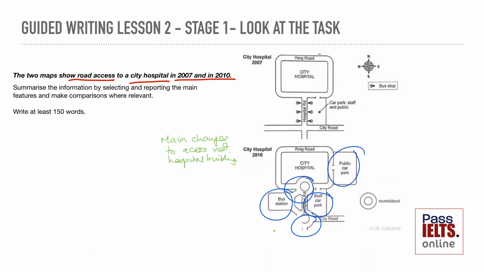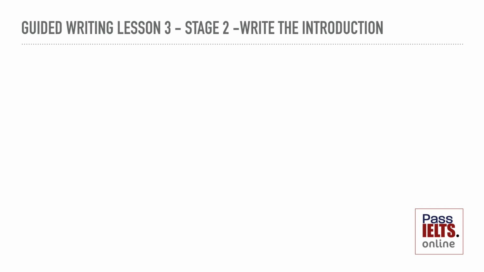So you have to decide sort of on the day whether you include every single detail or not. But in this case, we're going to include the main features and most of the changes that have taken place. So they are the access, we've got information on new roads, the roundabouts, the bus station, as well as the car parks. Okay, now on to stage 2.